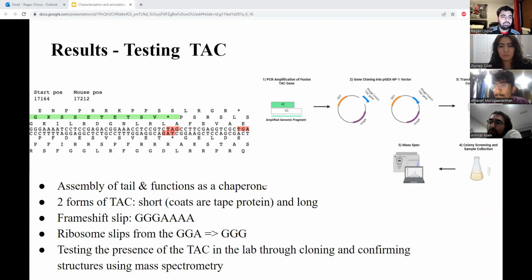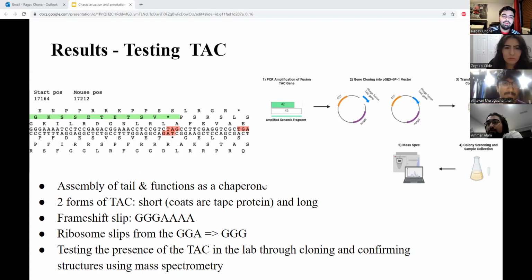So Ottawa is a Siphoviridae phage with a long non-contractile tail. As such, it contains something called the tail assembly chaperone, abbreviated as the TAC. The TAC is an essential protein found in most Siphoviridae phages, which chaperones the tape measure protein for the assembly of a tail. TAC genes are often found in between the genes encoding the tail tube and the tape measure, and there are 2 forms of the TAC that exist. We have a smaller form and a longer form.